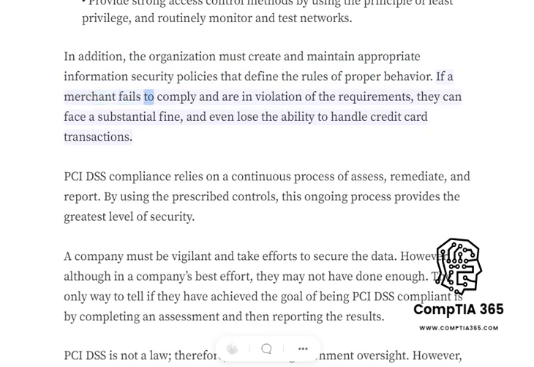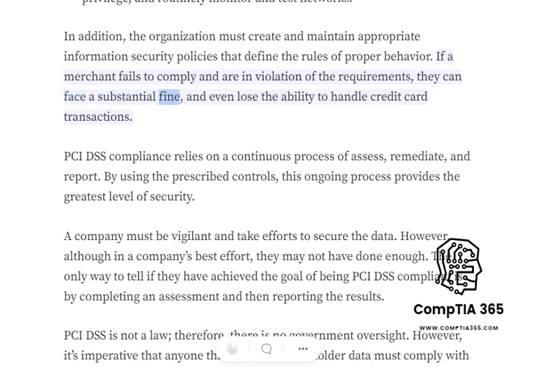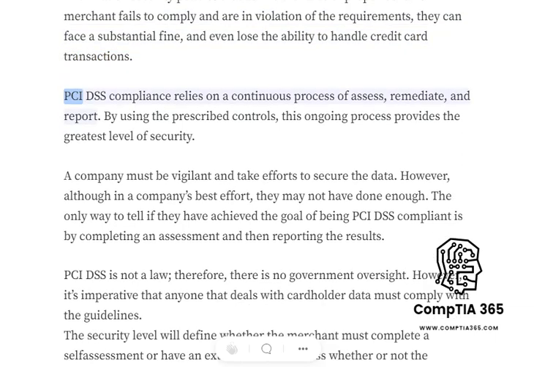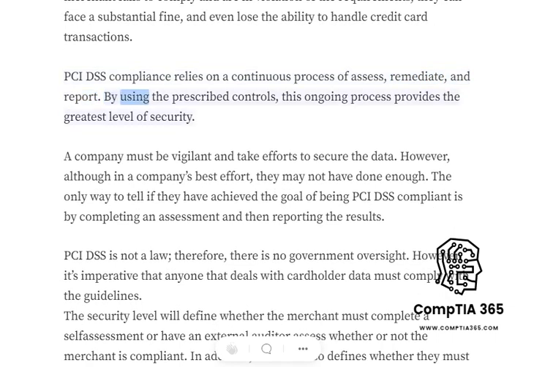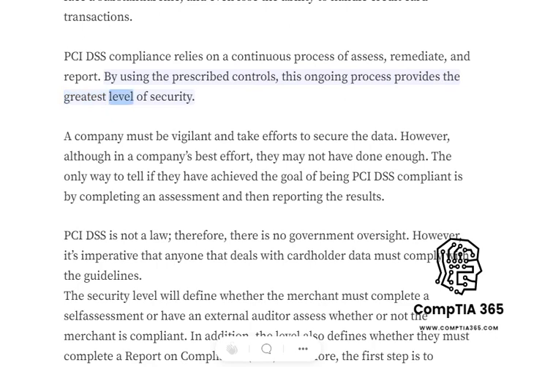If a merchant fails to comply and is in violation of the requirements, they can face a substantial fine, and even lose the ability to handle credit card transactions. PCI DSS compliance relies on a continuous process of assess, remediate, and report. By using the prescribed controls, this ongoing process provides the greatest level of security.